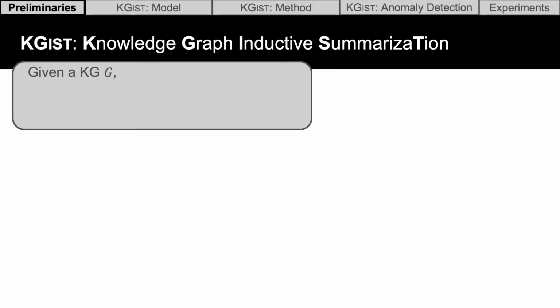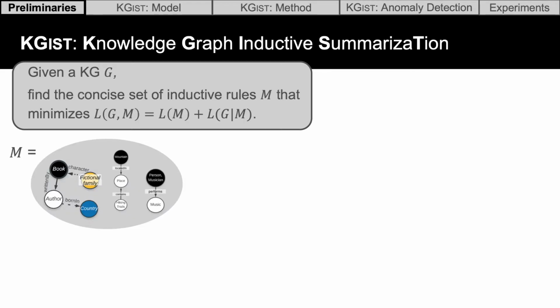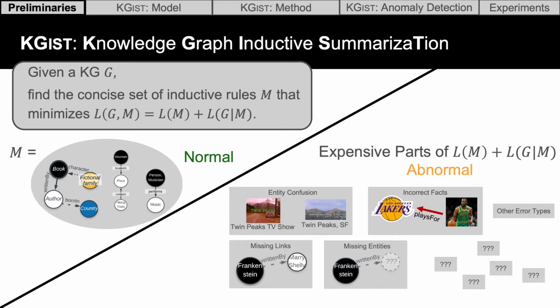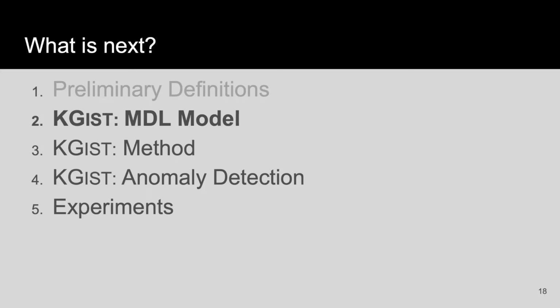So we can reformulate our problem now in terms of the minimum description length principle. Given a knowledge graph G, we would like to find the concise set of inductive rules M that minimizes the description length. If M here is our set of rules, then these serve to describe what is normal. This is our summary of what is normal in the knowledge graph. And then the expensive parts of the description length will reveal what is abnormal, and it'll do so in an information theoretic way. Next, we will show how to formulate our problem in terms of the minimum description length principle in more detail.